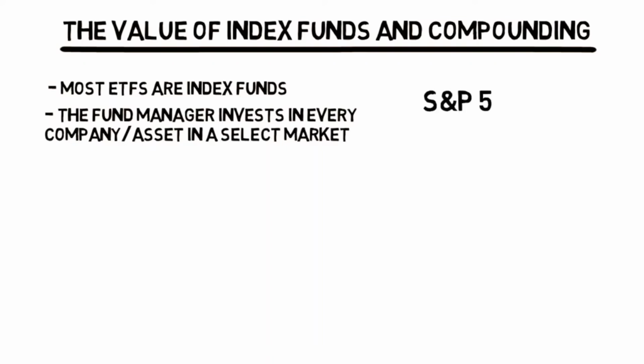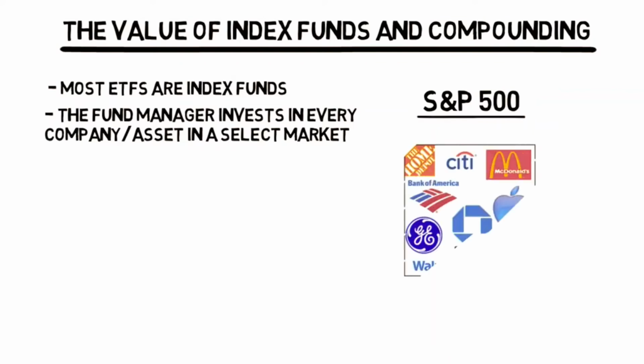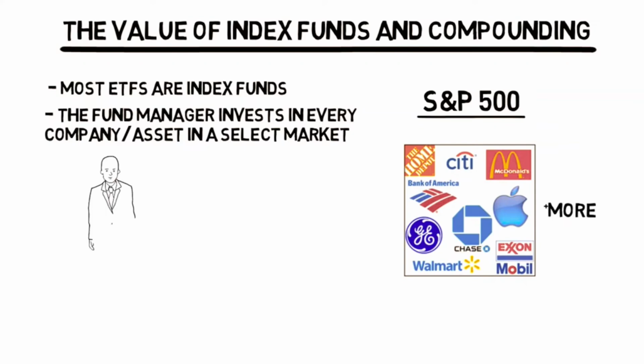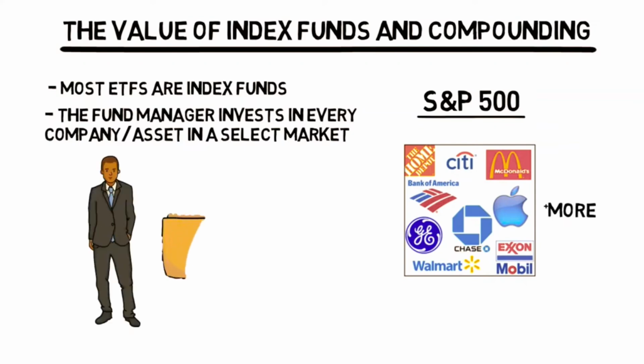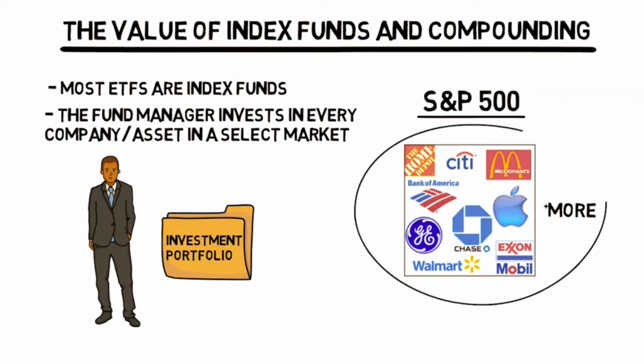Let's use the S&P 500 as an example. To put it simply, the S&P 500 is a collection of 505 of the biggest companies in the United States. So what the fund manager would do to create an index fund is buy shares in all 505 of those companies and let those investments sit to follow the growth of the S&P 500 as a whole.